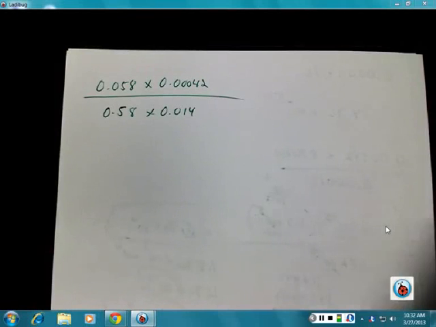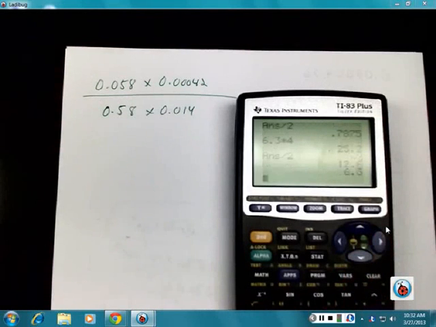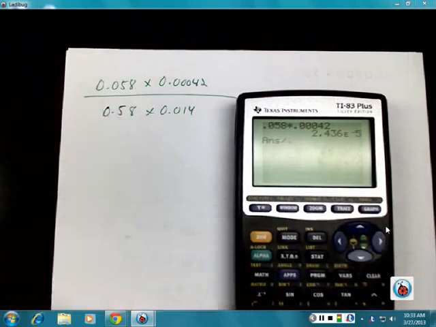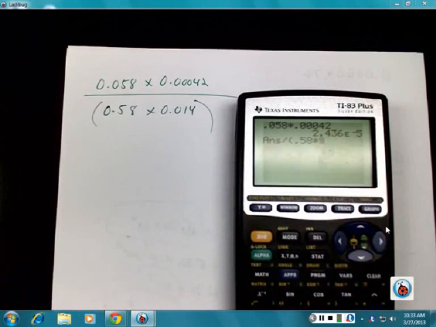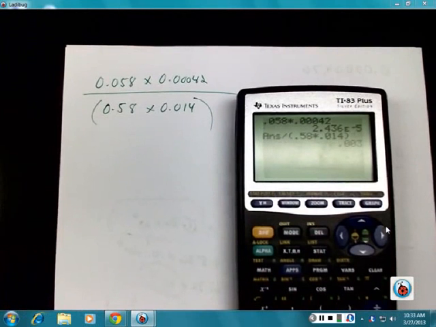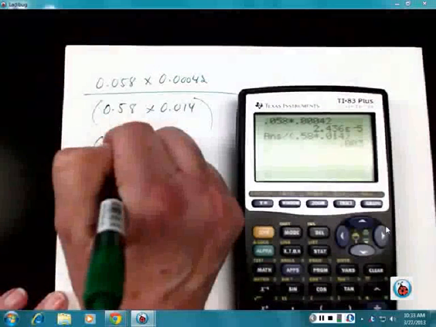If you put it on your calculator just as it is, and you could do that. Clear screen here. 0.058 times 0.00042. Enter, equals, because I want to take that answer and divide it by, put the bottom inside of parentheses, because this has to multiply before I do my division, divided by 0.58 times 0.014, parentheses, hit enter, and I get the answer of 0.003.